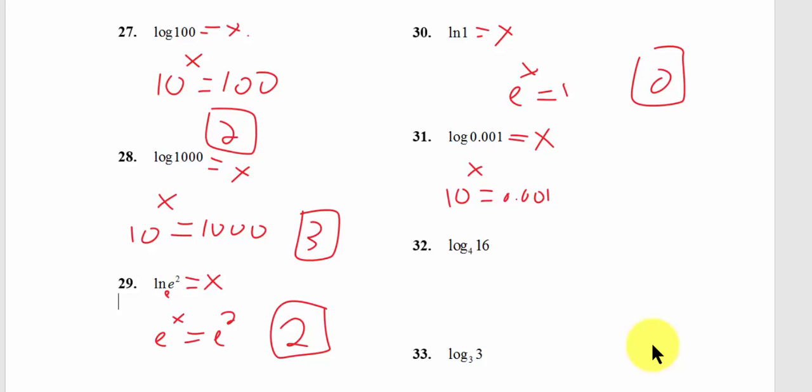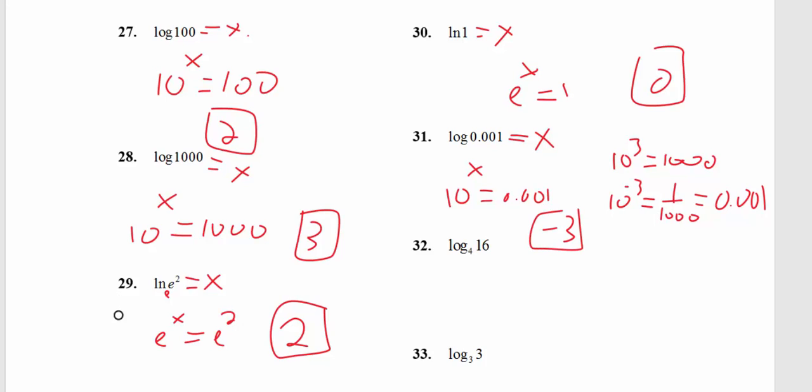Now we have to think about this one. If I said 10 to the 3 equals 1,000, that makes sense, but we're looking for 1 over 1,000. So it has to be 10 to the negative 3 equals 1 over 1,000, which equals 0.001. So the answer to make this true would have to be negative 3. So log base 10 of 0.001 equals negative 3.